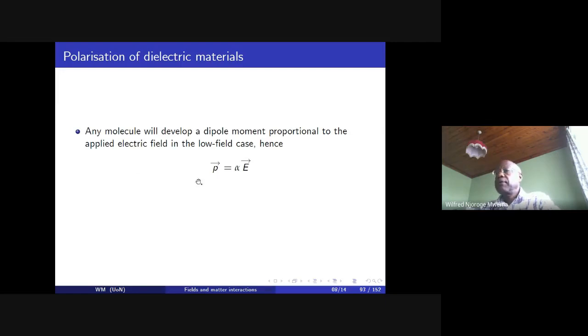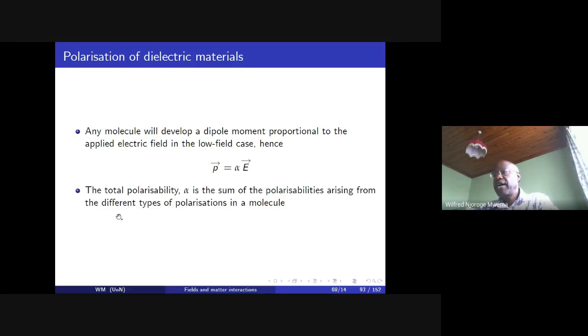Any molecule will develop a dipole moment proportional to the applied electric field in the low field case, and therefore we can generally write for the molecule that the dipole moment P is equal to alpha multiplied by the applied field E, where alpha now is a total polarizability, which is the sum of the 4 different polarization mechanisms that we saw before, that is electronic, ionic, orientational, and also space charge.